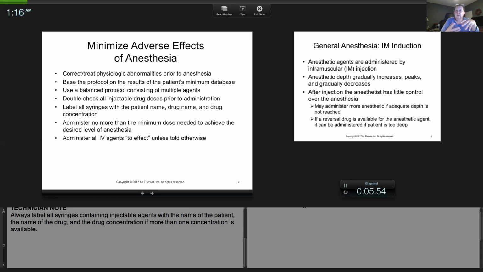If you use ACE with morphine, you're going to use less ACE and less morphine than if you use this alone or this alone. Anytime you use a drug alone, you are going to see the most side effects associated with that drug. By putting two drugs together, you enhance the effects of each drug and you can use less. So that is balanced protocols, multiple agents.